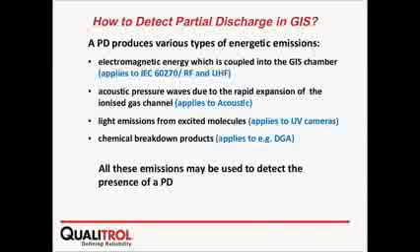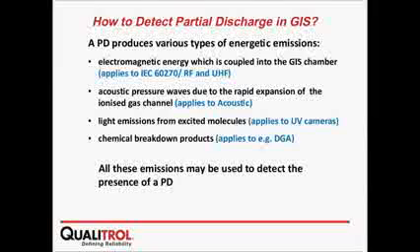In the case of chemical breakdown products, in the case of the transformer, it applies for the DGA, which is the dissolved gas analysis. When you go to the transformer and take a sample to measure the hydrogen levels or the acetylene levels, it is to measure if it has a PD or not inside.